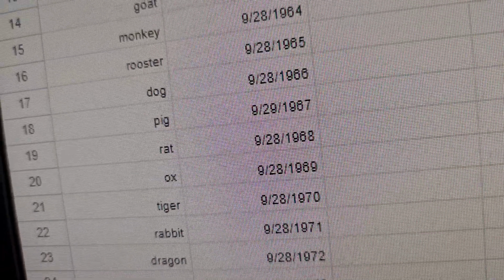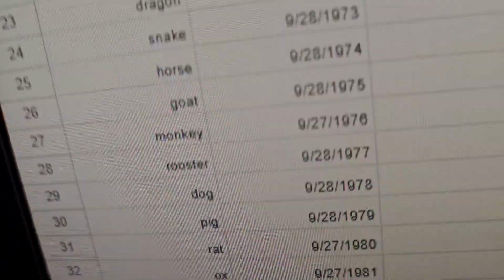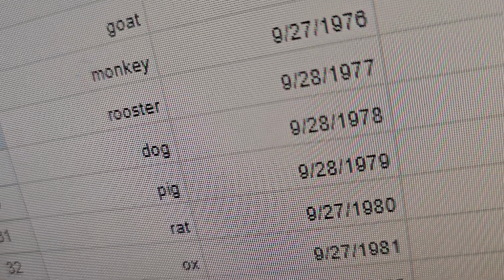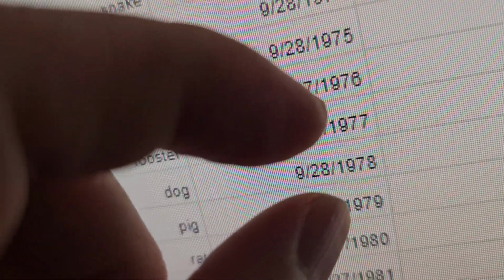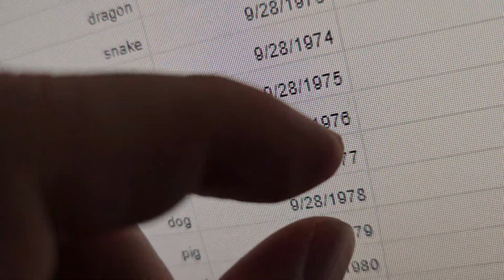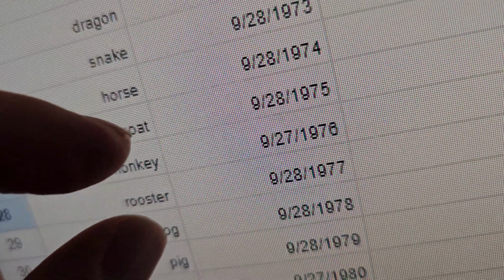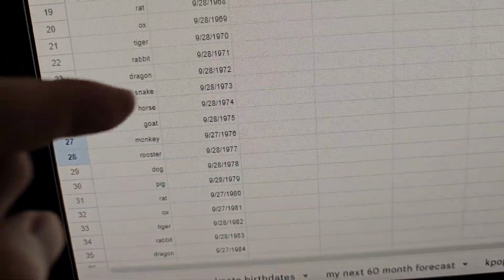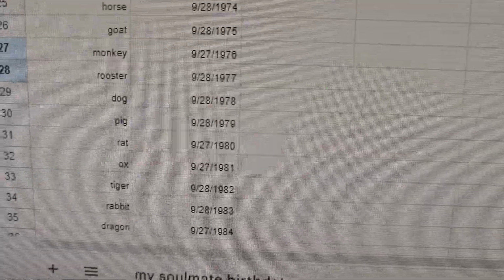What about someone born January 8th, 1978? Are they dog? January 8th, 1978 is before this date, so we need to go before. And they are rooster. January 8th, 1978 is before this date, before September, so they go into rooster. And then you just print anyone that's rooster, you print all the rooster dates. This is what the formula is doing already.